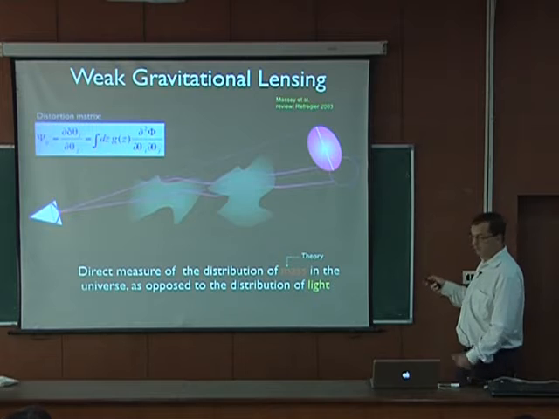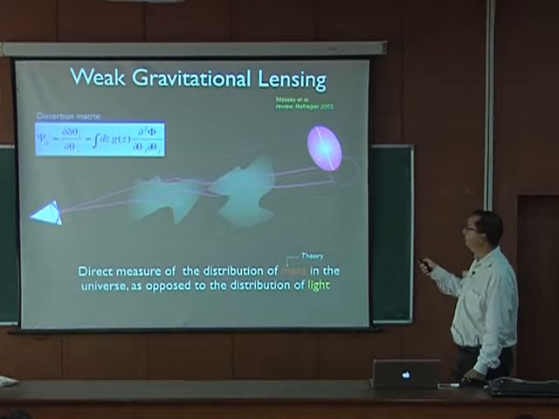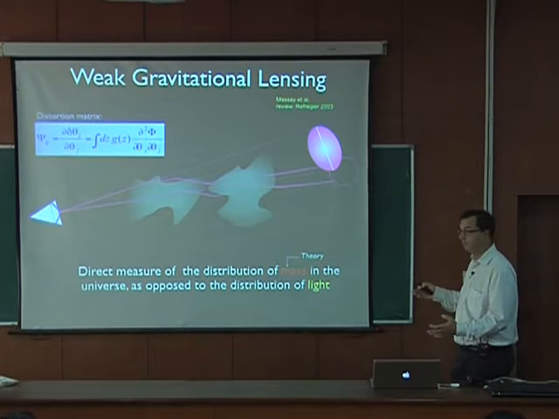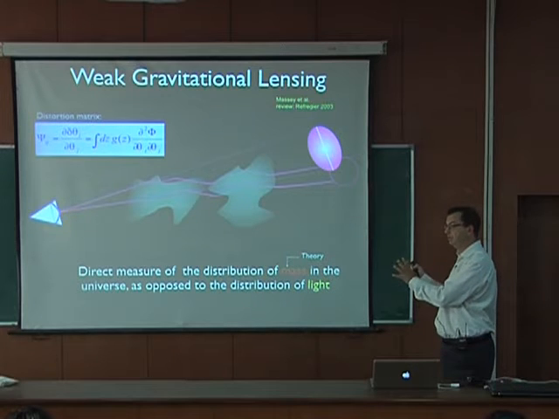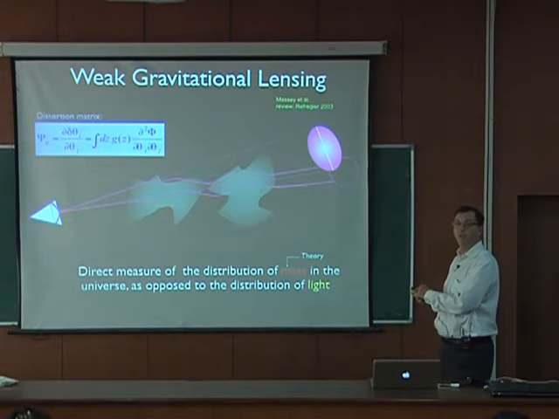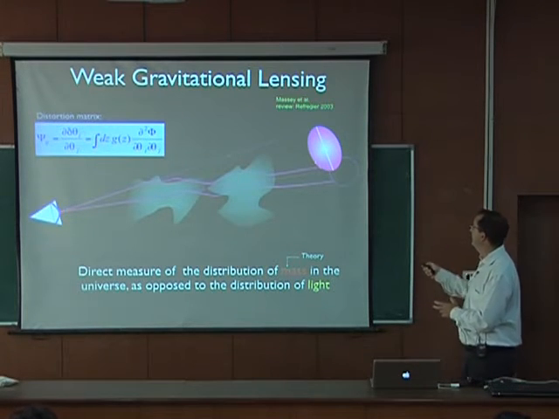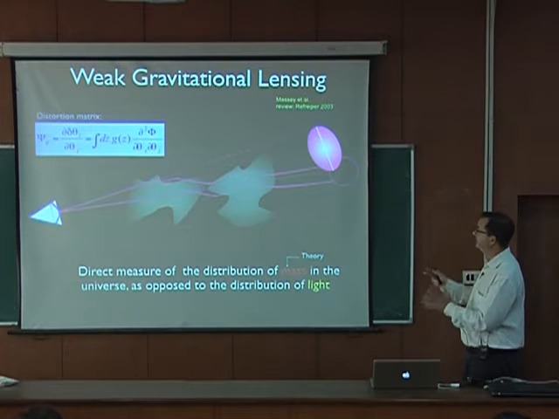Now, the question you're going to ask immediately is how do we measure this distortion? I'll tell you how. But let's assume we could measure the distortion from the observed shape of galaxies. Then we could make this inversion.